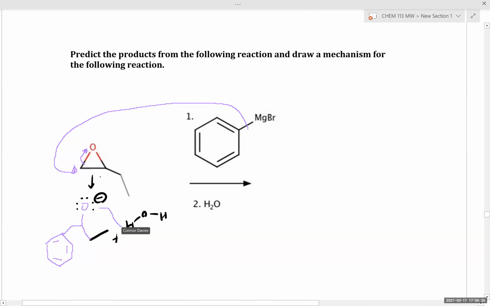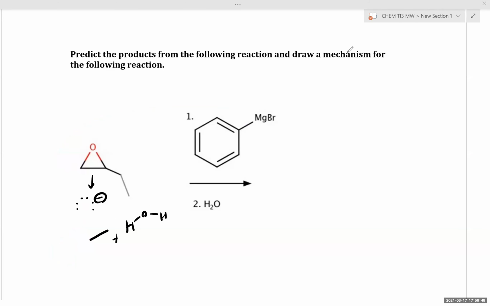So we treat with water. What is water doing? Yep, it's just protonating the alkoxide ion. Perfect. And then one more arrow. Yep, perfect. Exactly right. Wonderful. So the student response looks perfectly reasonable for this mechanism.